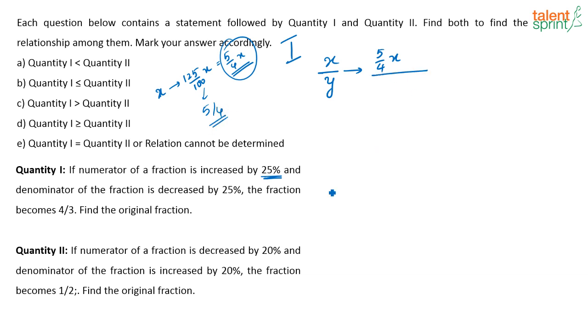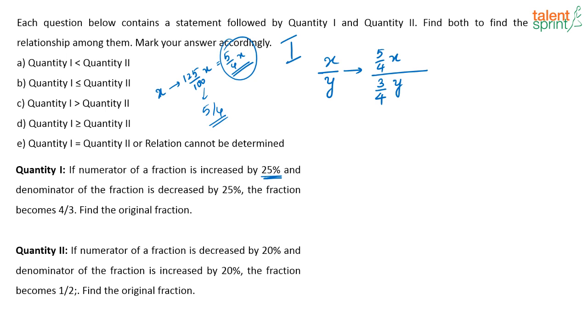And what has the denominator become? The denominator of the fraction has decreased by 25%, or the denominator has become 75% of its value. Now what is 75% in terms of fractions? 75% in terms of fractions is nothing but 3 by 4. So the denominator has become 3 by 4 times y.